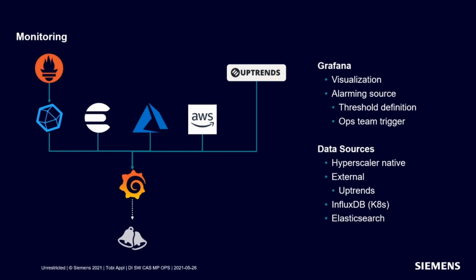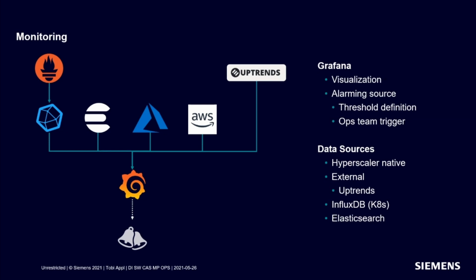And our monitoring solution is built around a central Grafana for visualization. That's also the source for our operational incident alarming chain, and it gets data from different sources. One thing that we're leveraging, for example, to get metrics out of Kubernetes clusters is InfluxDB. And we funnel data from Prometheus, which is running on the clusters, for persistence into InfluxDB, and then we can visualize it from there in Grafana. We also have Elasticsearch as a data source, as well as native cloud metrics from AWS CloudWatch, for example, or from Azure.